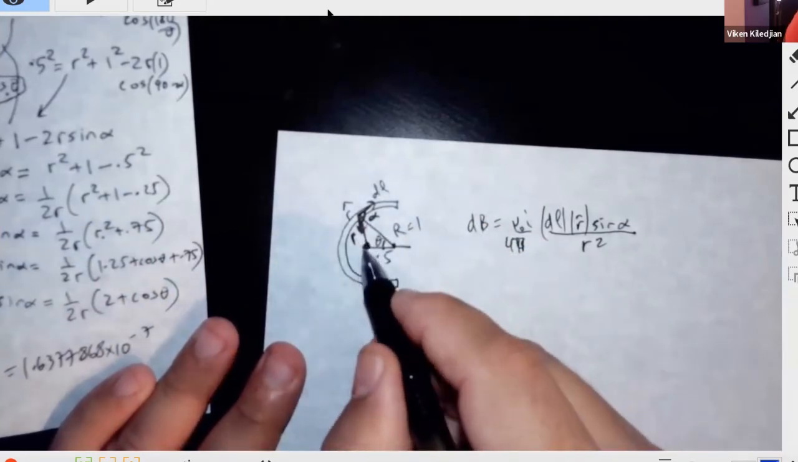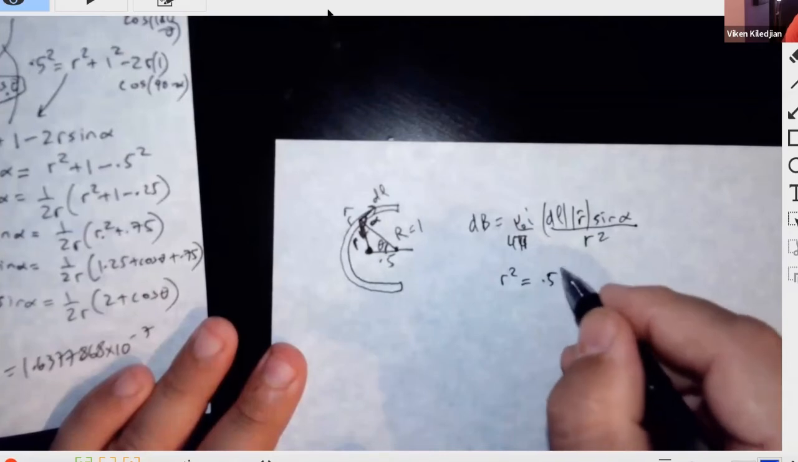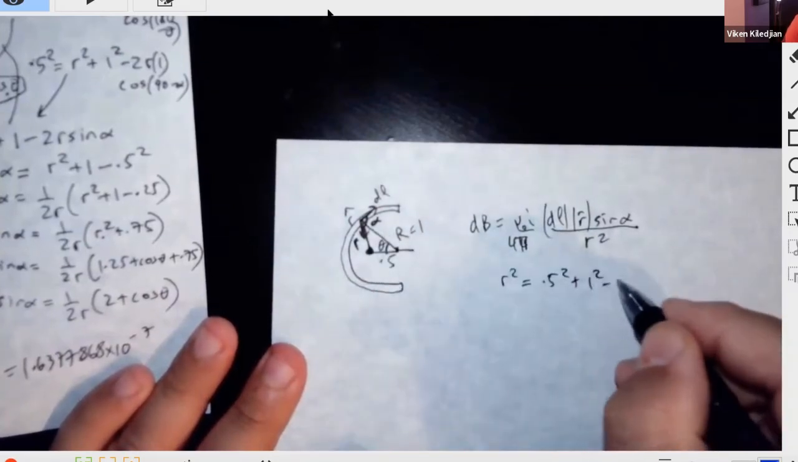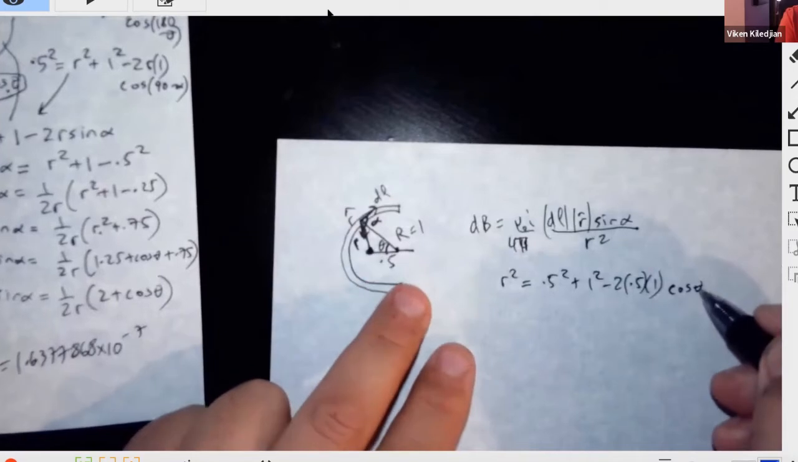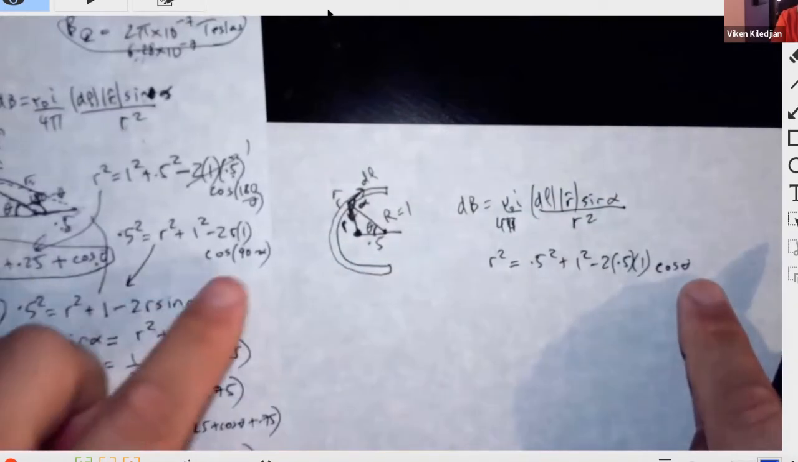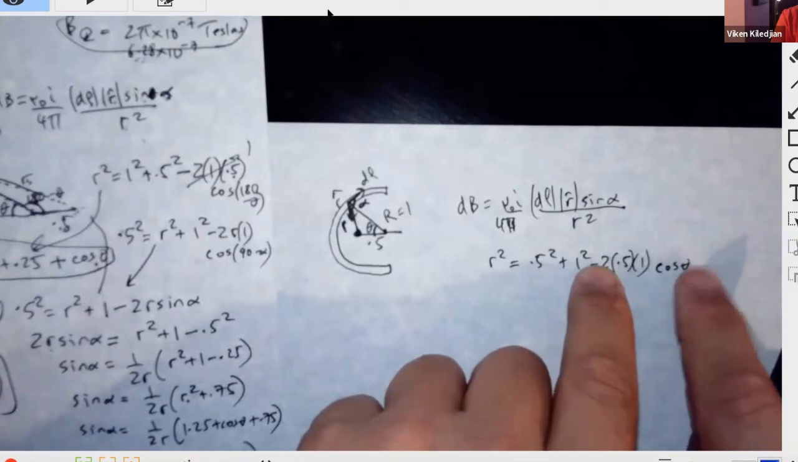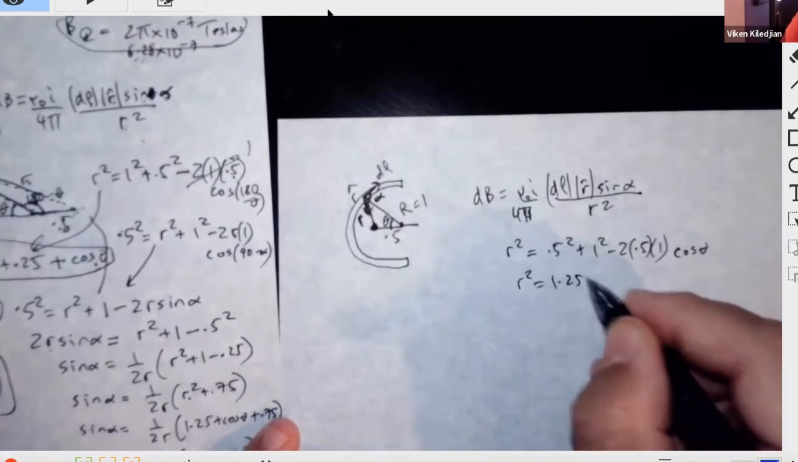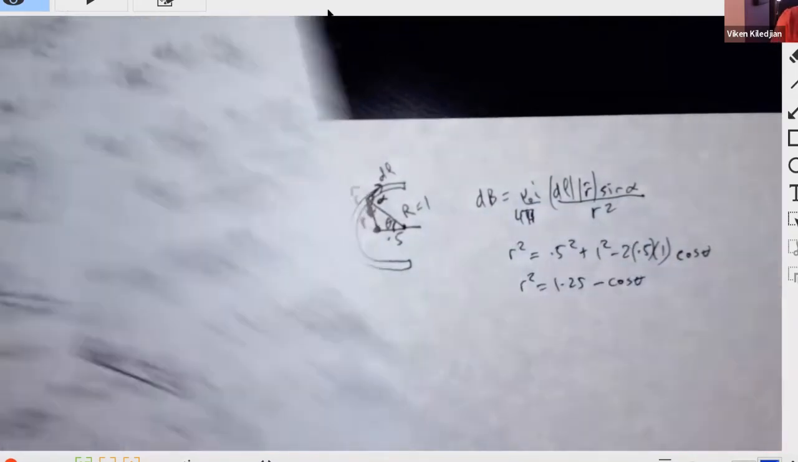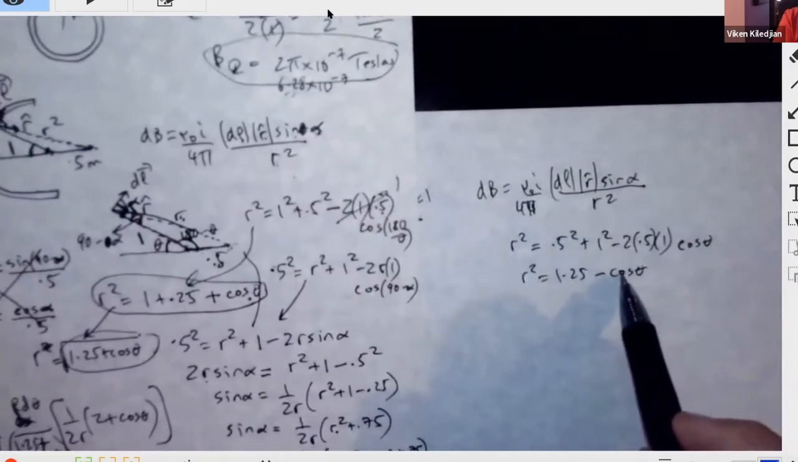Then I'm going to apply the law of cosines to this. R squared is equal to 0.5 squared plus 1 squared minus 2 times 0.5 times 1 times cosine of theta. So the difference is that it's not 180 minus theta, so it stays as a negative here. So r squared is equal to 1.25 minus cosine theta. So instead of r squared being 1.25 plus cosine theta, it's minus cosine theta. That's one of the other differences.